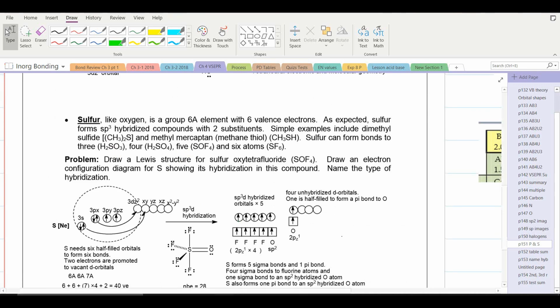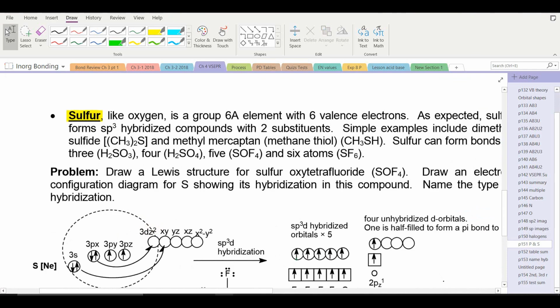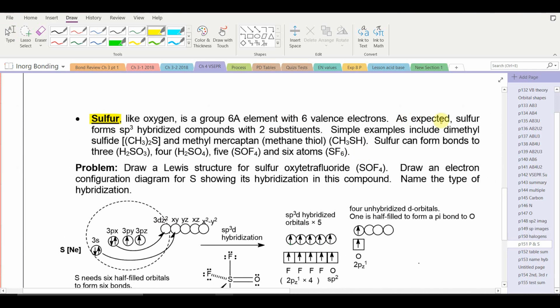And what about sulfur? Sulfur, like oxygen, is a group 6A element. It has 6 valence electrons. So as expected, it forms sp3 hybridized compounds with 2 substituents, just like oxygen does in water. Simple examples include dimethyl sulfide. Hydrogen sulfide, H2S, would be another even simpler example.